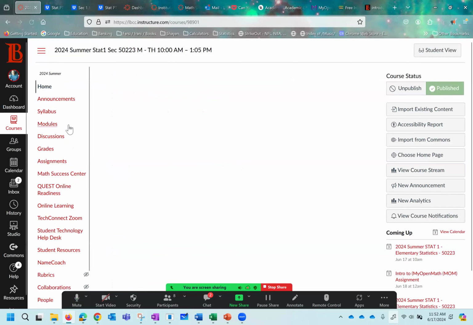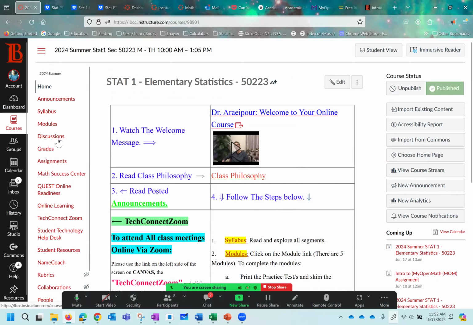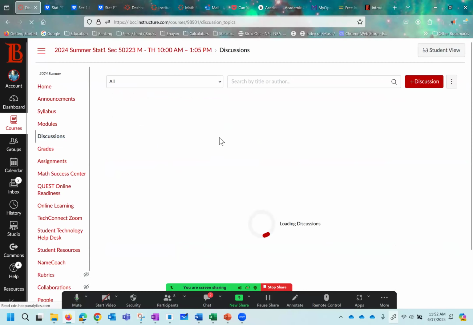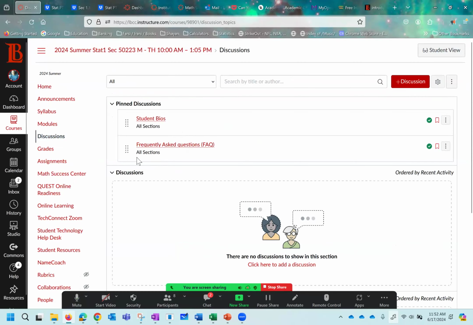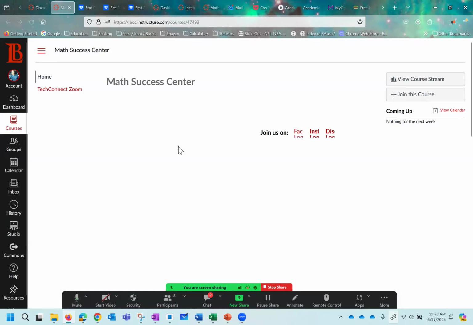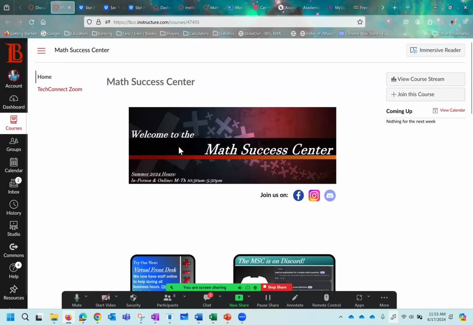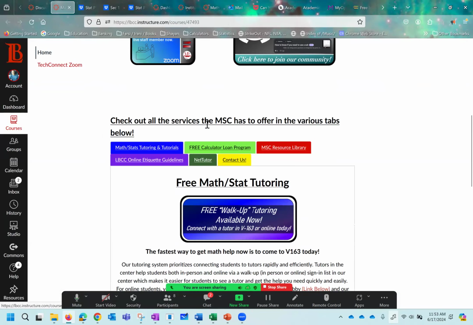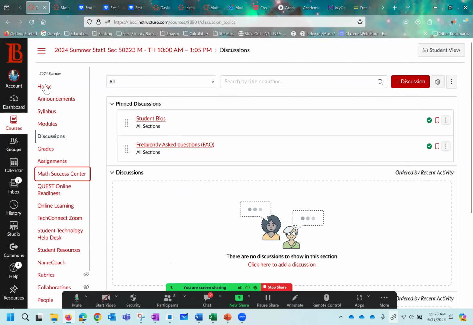And again, on the left side, the discussion forum, we have the student bios, as well as the frequently asked questions, and Math Success Center. If we need any tutoring, it is available to us, as well as a free calculator loan program. All of them is for free.